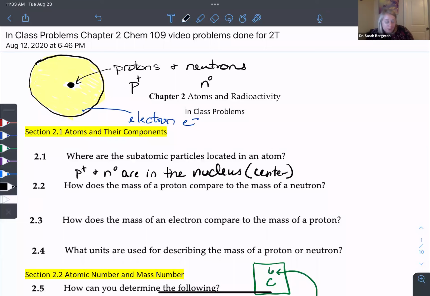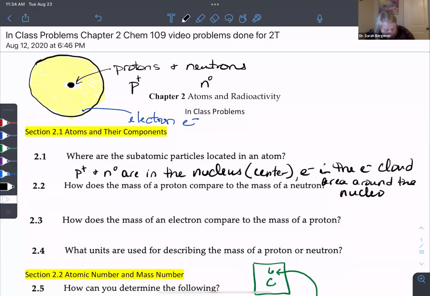So we have protons and neutrons in the nucleus, the center of the atom, and we have electrons, I'm just going to put the abbreviation, in the electron cloud. And the electron cloud is an area, so it's an area around the nucleus. And so these electrons are constantly in motion. And the electrons control how atoms chemically combine. And then the nucleus determines whether or not you're going to have radioactivity. So we've got our three subatomic particles.